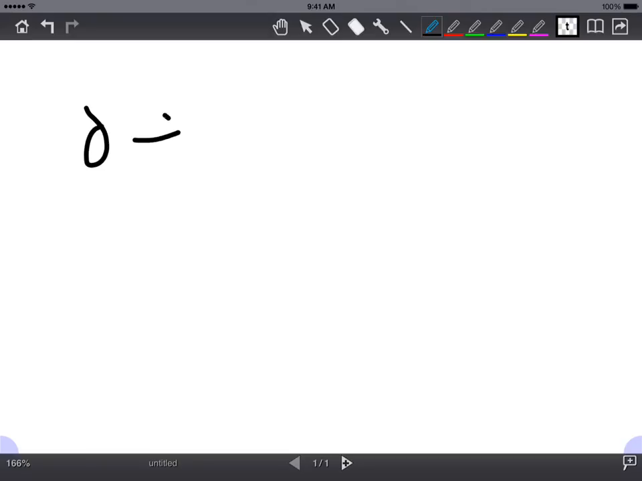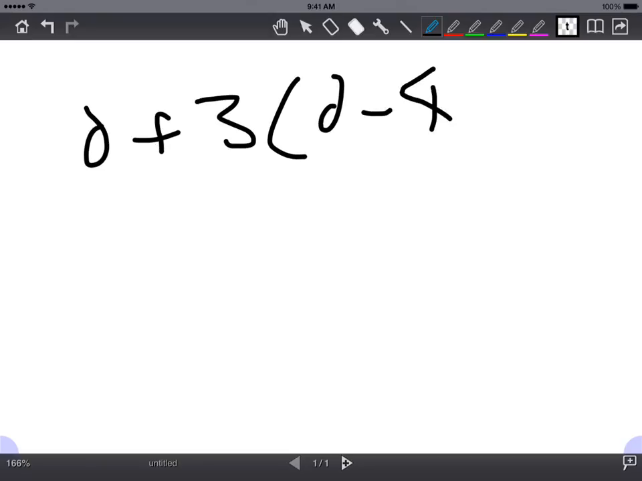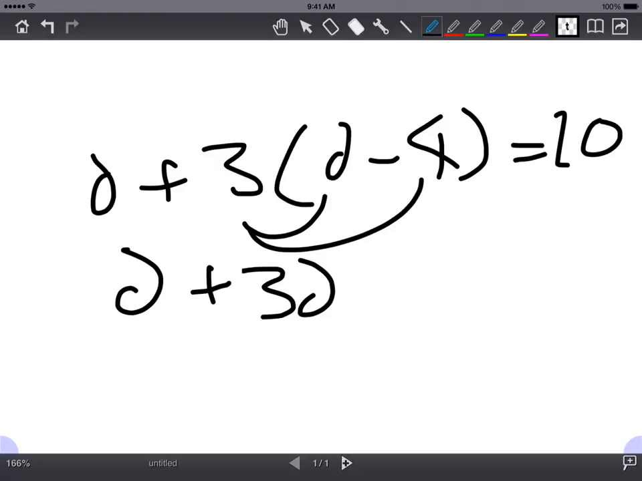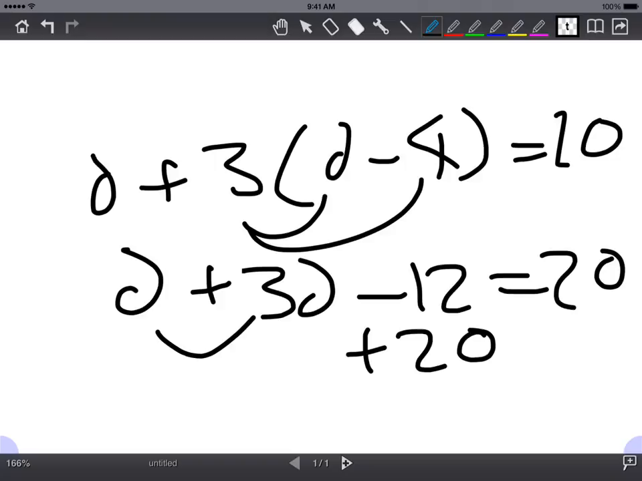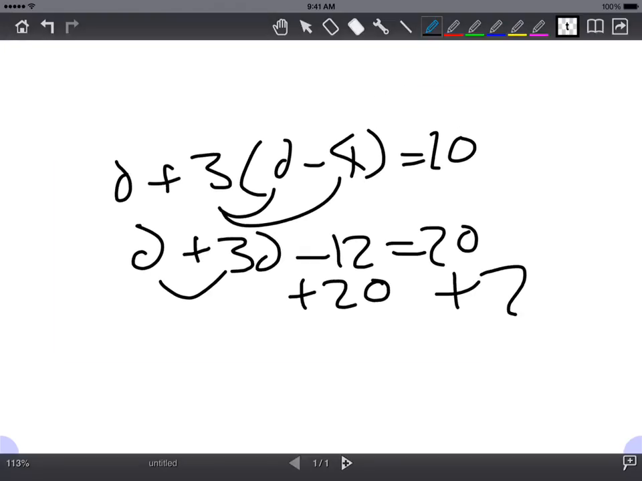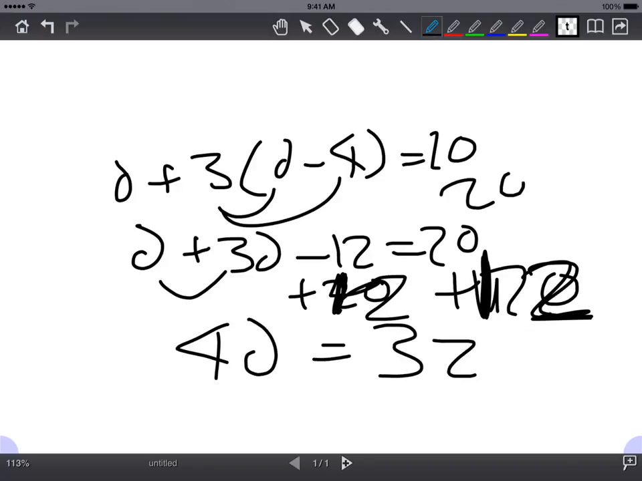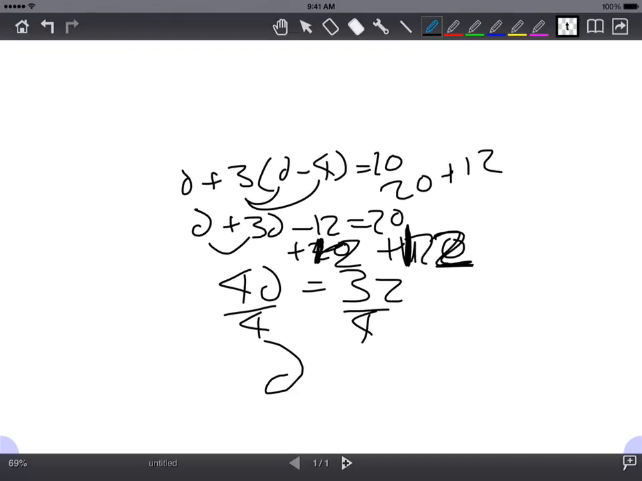Let's do d plus 3 times (d minus 4) equals 20. To distribute, we get d plus 3d minus 12 equals 20. Add those like terms. No, add 12, my bad. Sorry, I spaced out there for a minute. We get 4d equals 32. It's 20 plus 12. Divide by 4. We get d equals 8.